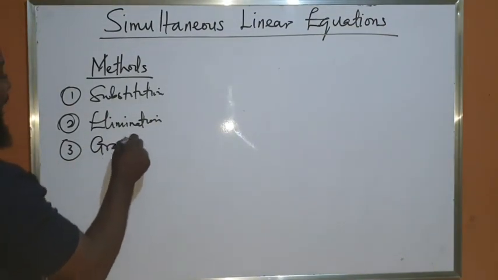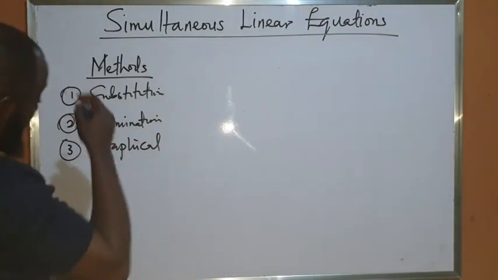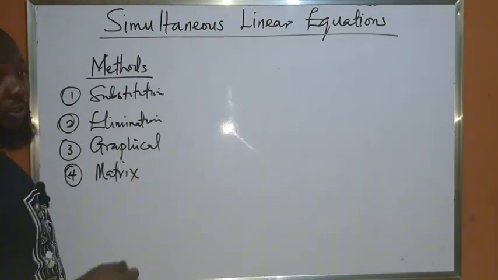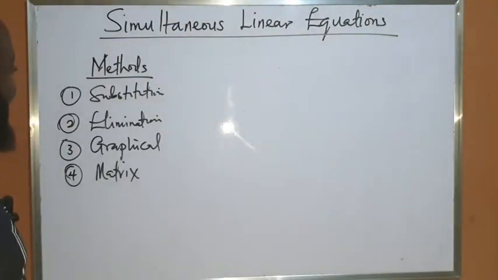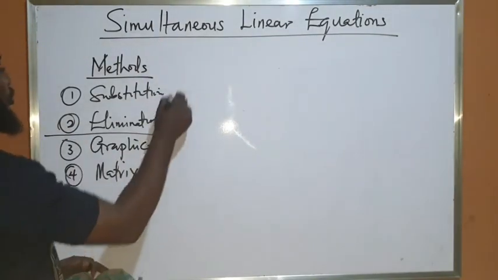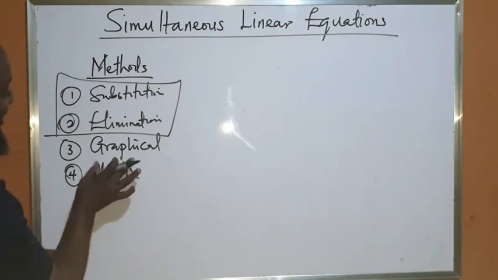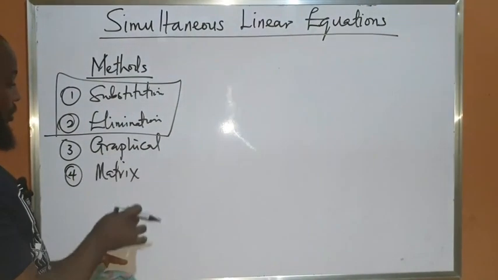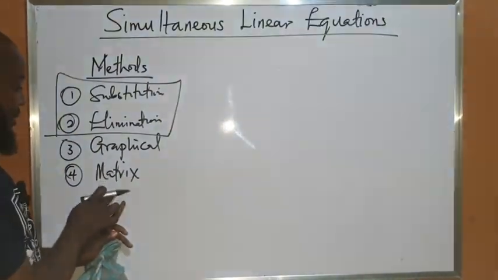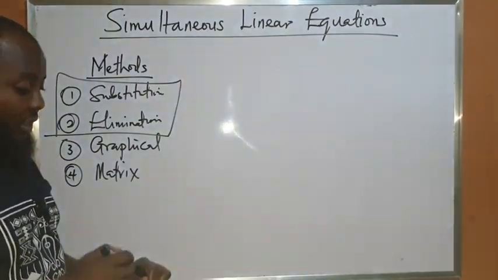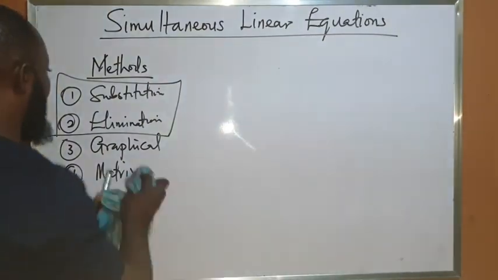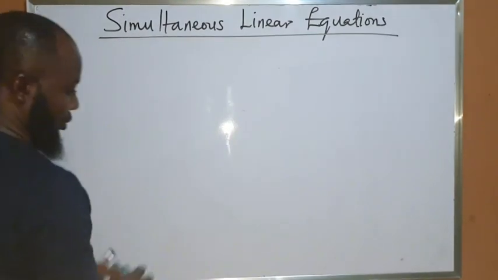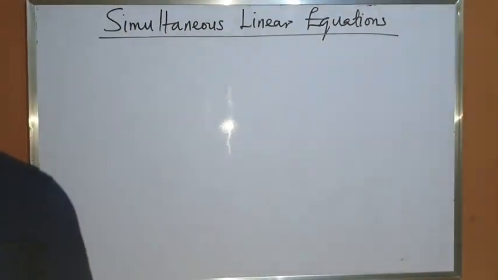When you move to a higher level, after the graphical method, we also have a matrix method of solving simultaneous equations. But for the purpose of this class, we're going to be looking at these two aspects first. By the time we treat graphs, we look at graphical methods of solving simultaneous equations. By the time we look at matrices, we also look at the matrix method of solving simultaneous equations. So we're going to start with the first one, which is the substitution method. Let's look at examples on how to do that.